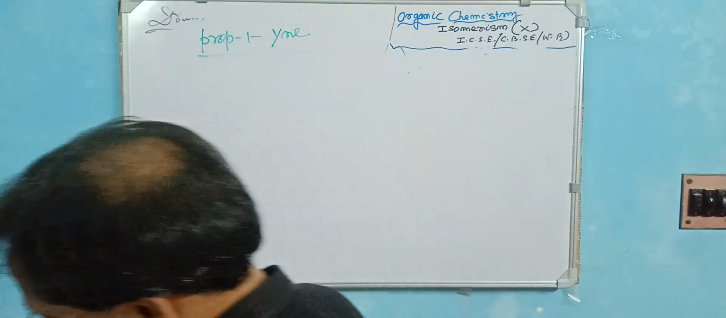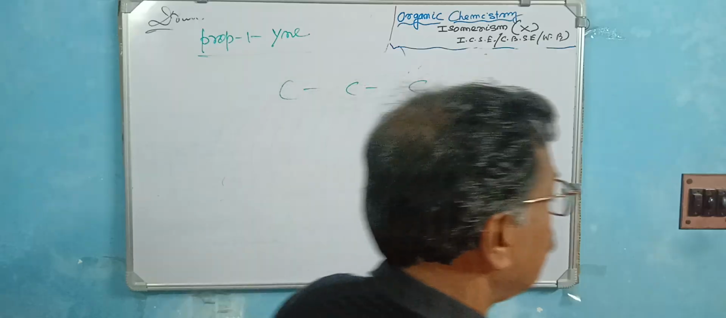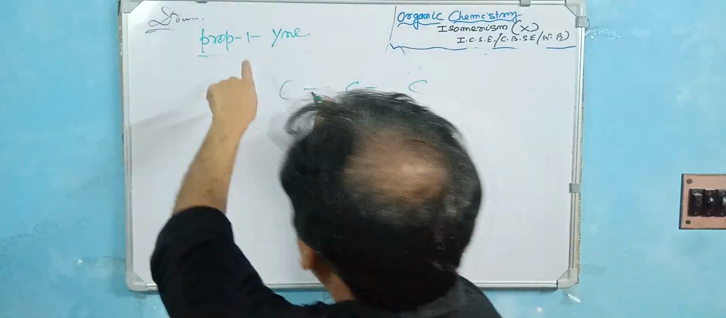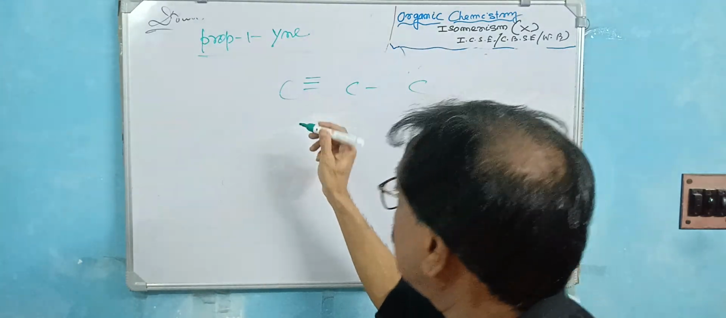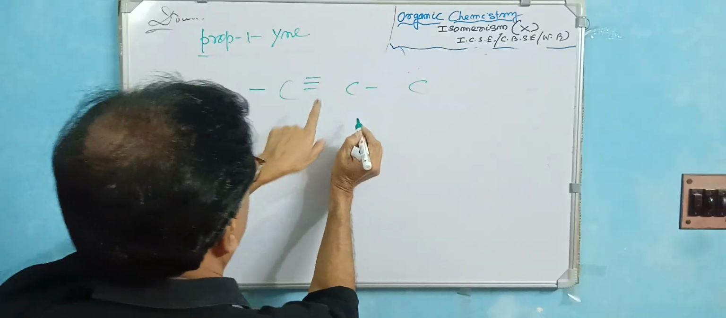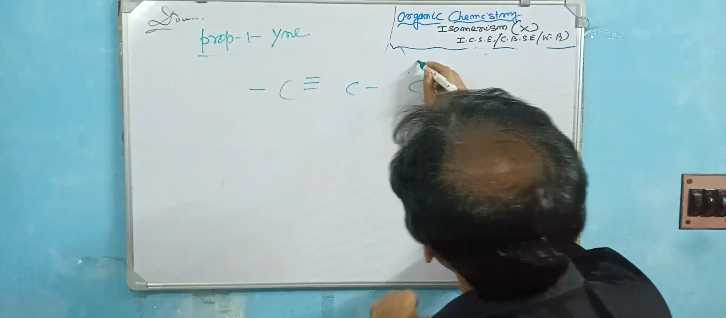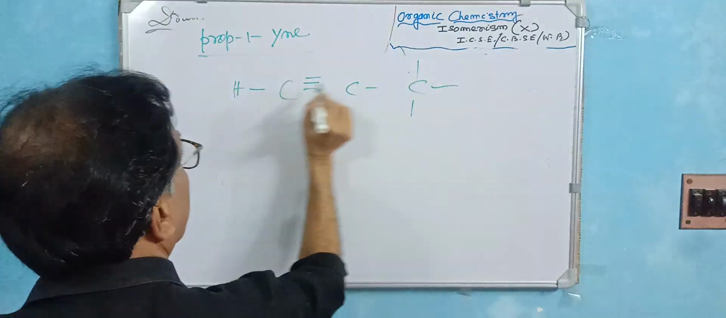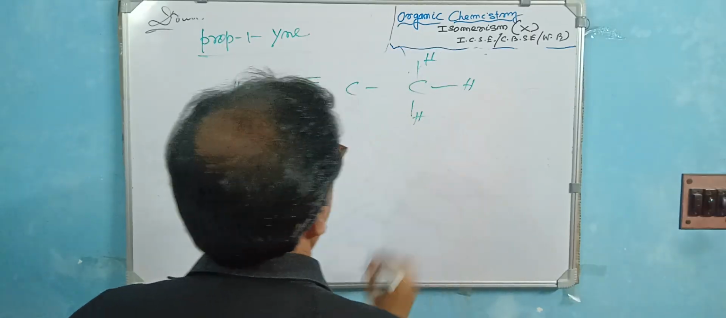Prop means 3. So carbon is 3 position, 3 carbons. Prop. And the yne, the triple bond is there. Where is the position of this triple bond? First one. 1, 2, 3. Is that clear? Carbon has 3 hands, 1 hand is here, 3 hands, 1 hand is there. So there is no hydrogen here. Carbon 1 hand, 1, 2, 3. This is the structure. This is hydrogen, this is hydrogen, this is hydrogen. Okay.